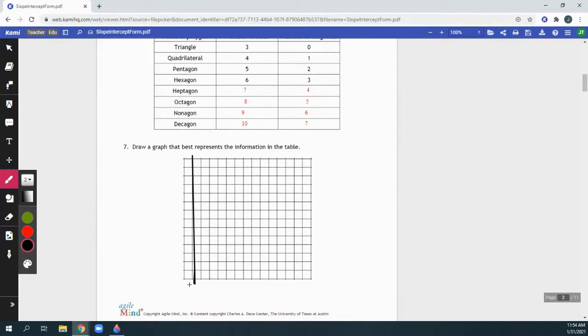Oh, I hate it when it does that. Control Z. So I'm going to make this line go 0, be way over here, because this is going to be sides. That's how many sides, and this is how many diagonals we can have.